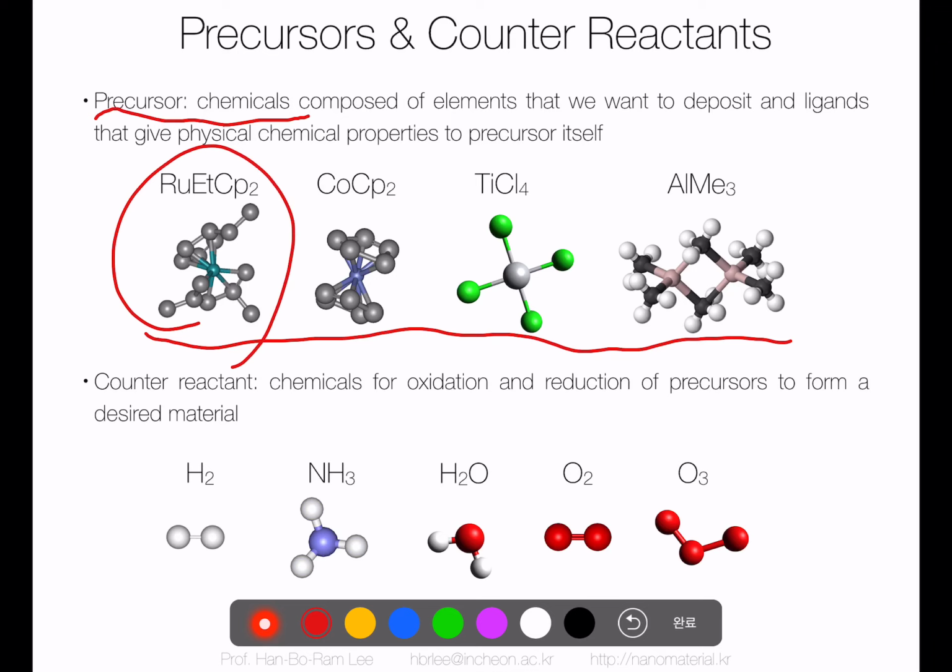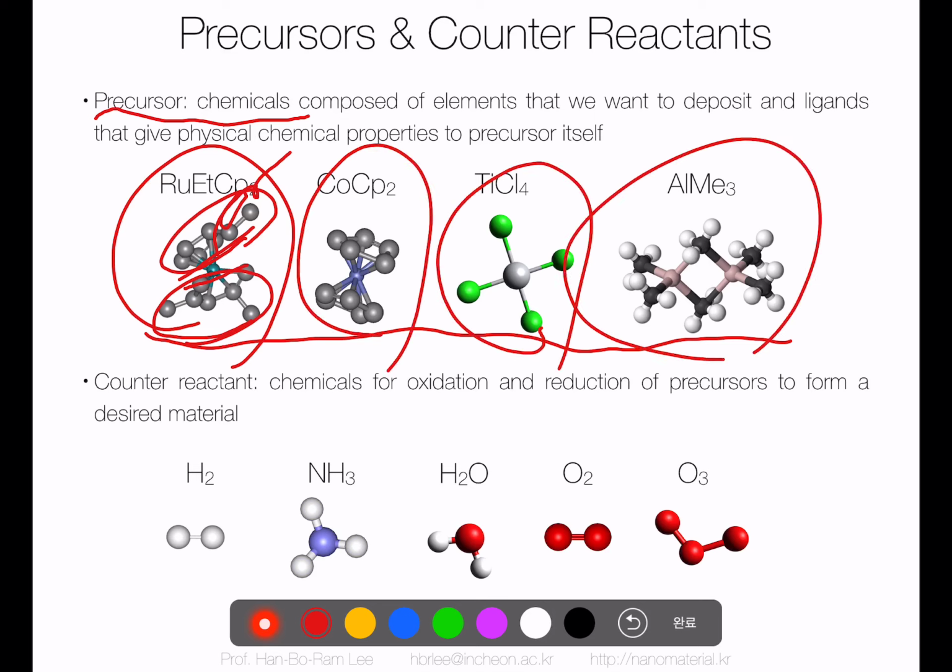But as you expect, we have to cut this bonding and remove the carbon and hydrogen parts. We call this the ligand, and ligands give physical properties, like vapor pressure, and chemical properties to the precursor. For example, if you change the ligand, you can change the vapor pressure, and you can also change the chemical reactivity. This is a cobalt precursor, a titanium precursor, and an aluminum precursor.